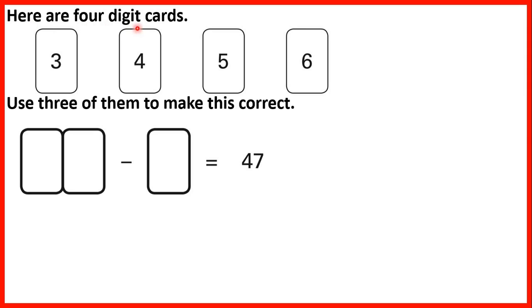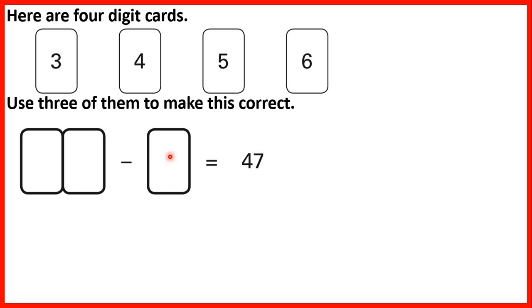Here are 4 digit cards. We have 3, 4, 5 and 6. Use 3 of them to make this correct. So something minus something equals 47. So we know that subtraction problems can be read backwards as addition problems. So 47 plus this number here will give us this number here. So let's first think what this number could be.